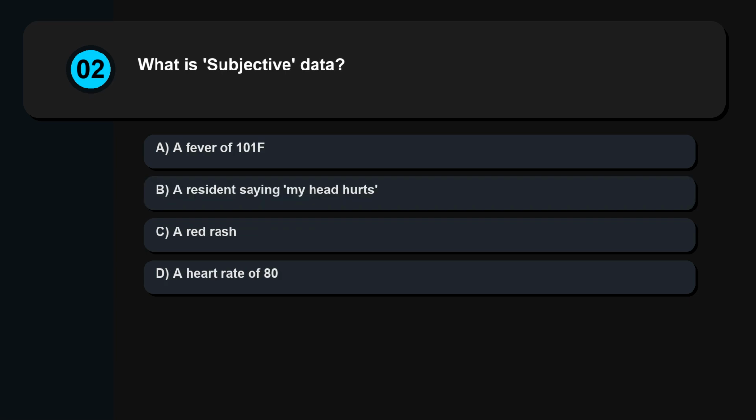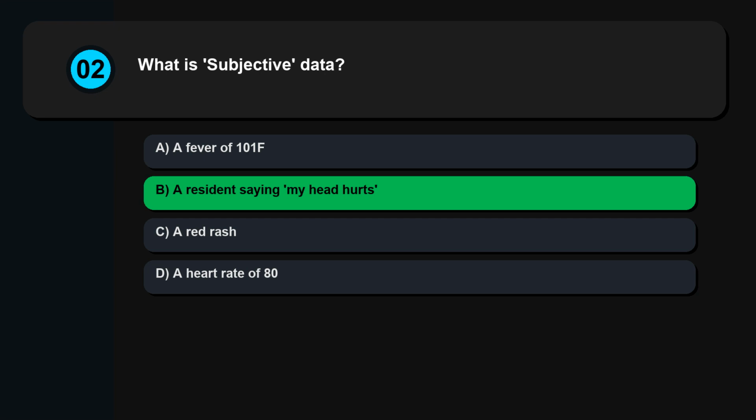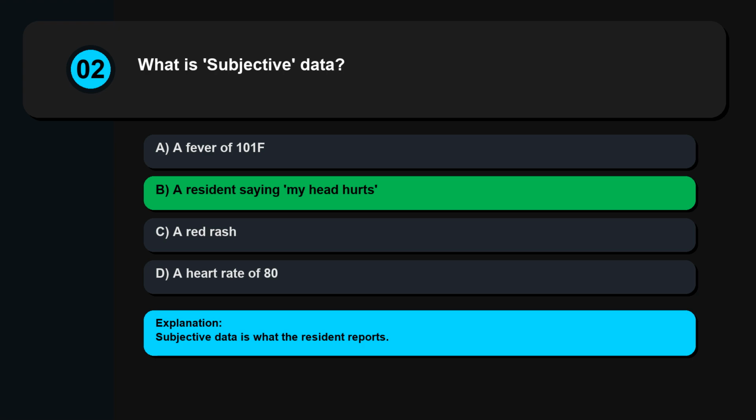Question 2. What is subjective data? A fever of 101F. A resident saying my head hurts. A red rash. A heart rate of 80. Subjective data is what the resident reports.